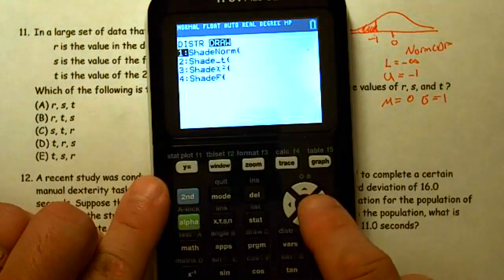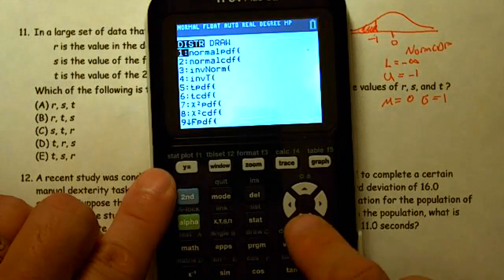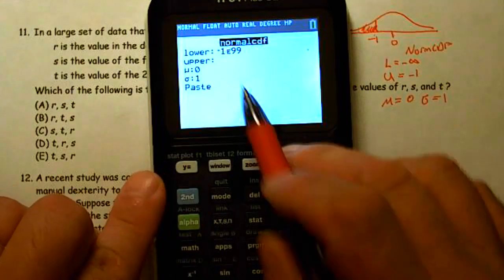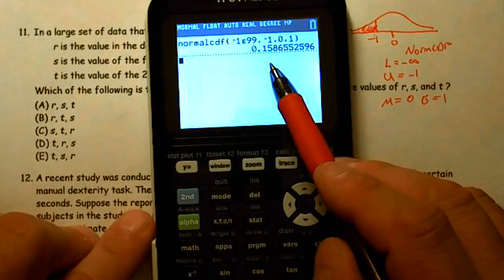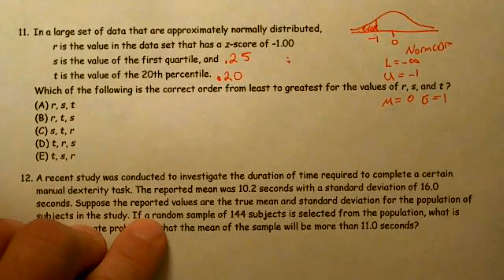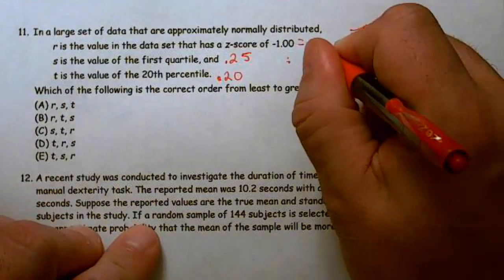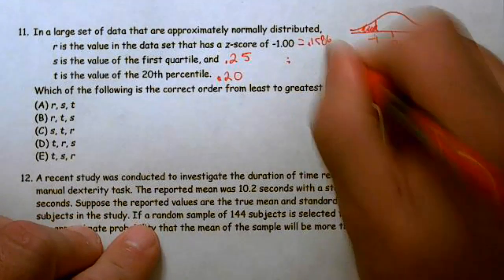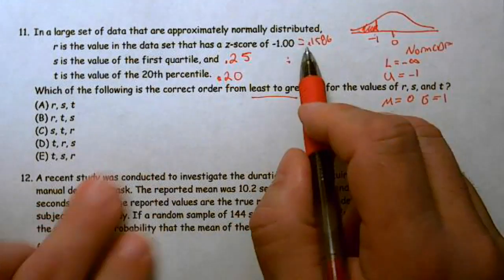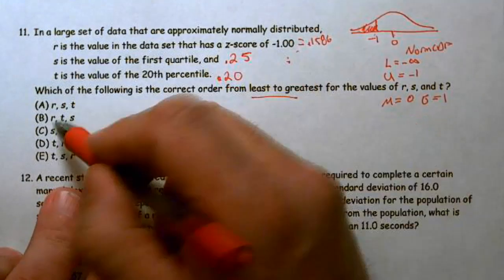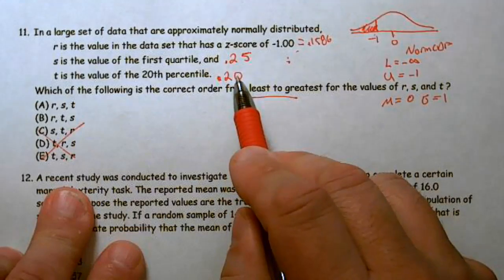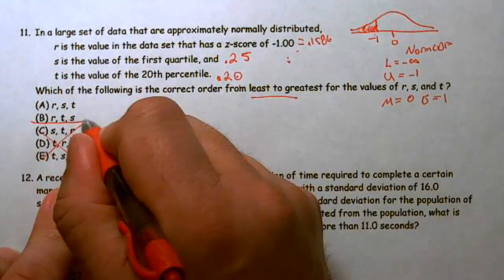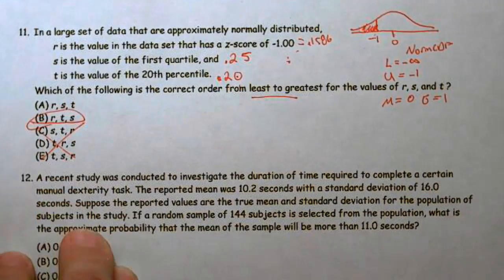Second Vars, normCDF, lower is -infinity, upper -1, mean is 0, standard deviation 1, and I end up getting 0.1586. So this equals 0.1586. And they want least to greatest, so that means smallest to largest. So 0.15 is going to be R, so R has to be the first one. And then the next one needs to be T. So letter B is my choice.